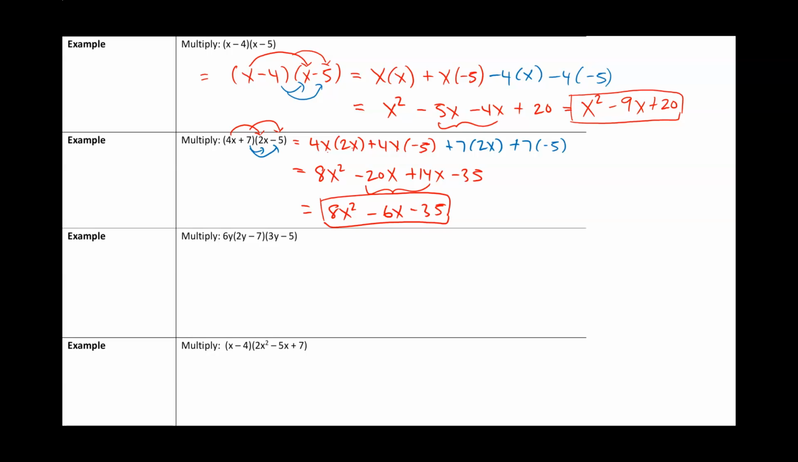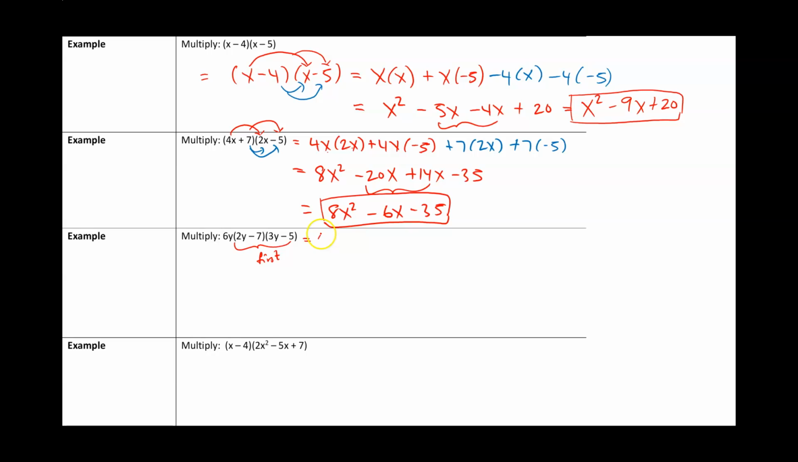Okay, so next one's a little more complicated because we have the 2y minus 7 and the 3y minus 5, and then we have another 6y on the outside. So the hint that I'm going to give you is whatever your two parentheses are, you multiply those first. So for now, ignore the 6y and just multiply those.